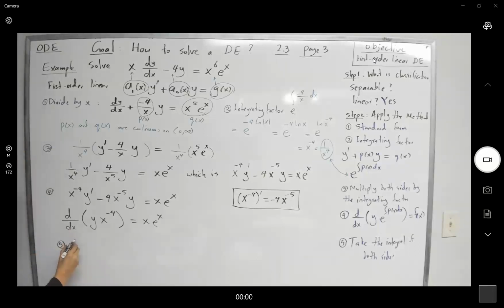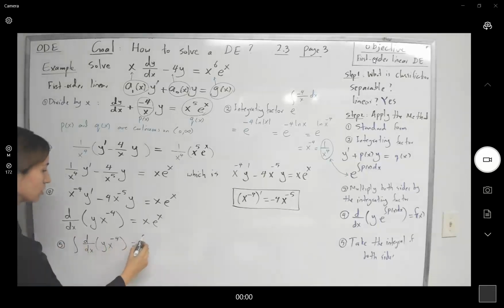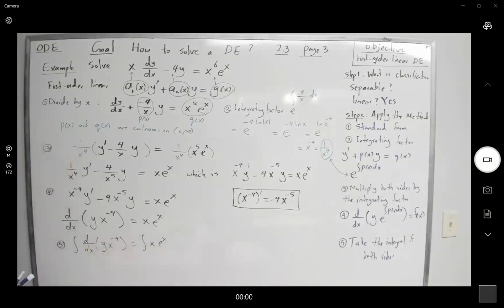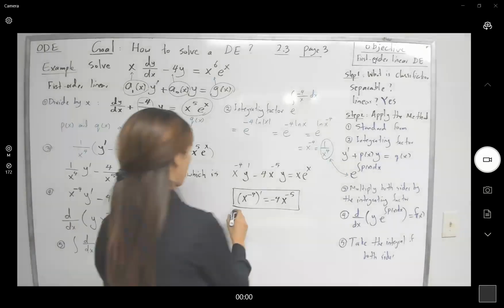Very good. The integral of d/dx of y x to negative 4 is equal to the integral of x e to the x. Very well. Based on the fundamental theorem of calculus, the integral and the derivative are opposite operations. They're going to cancel out each other. You get y x to the power negative 4 equals... but what is this integral here? The integral of x times e to the x. You have to apply integration by parts.